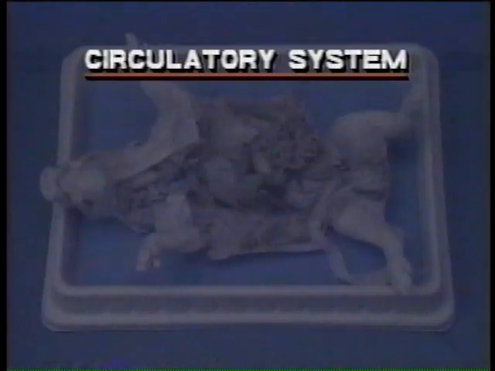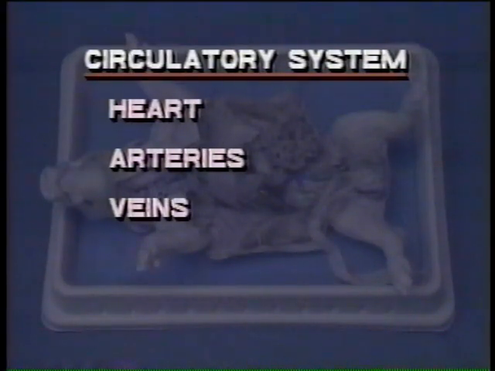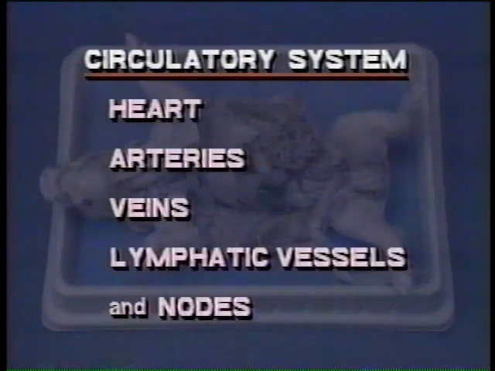The circulatory system consists of the heart, the arteries that carry blood away from the heart, the veins that carry blood to the heart, and the lymphatic vessels and nodes. This specimen has been injected with colored latex, the arteries in red and the veins in blue. Remove the thymus gland, the thyroid, and the muscles in the neck region. Now cut and remove the pericardial sac that surrounds the heart.